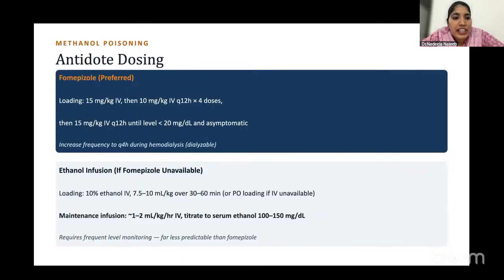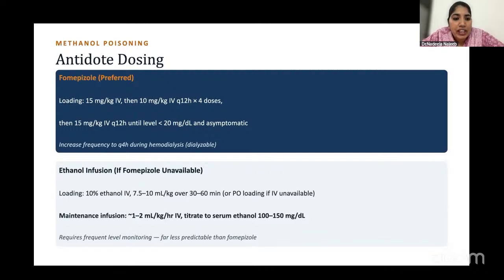Loading dose is 15 milligram per kilogram IV, then 10 milligram per kilogram IV every 12 hours for 4 doses, followed by 15 milligram per kilogram IV every 12 hours until the level of methanol is less than 20 milligram per deciliter or the patient is asymptomatic. You have to increase the frequency of fomepizole administration to 4 hourly during dialysis.